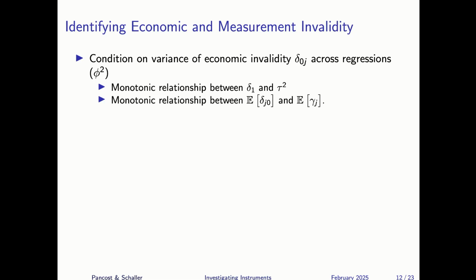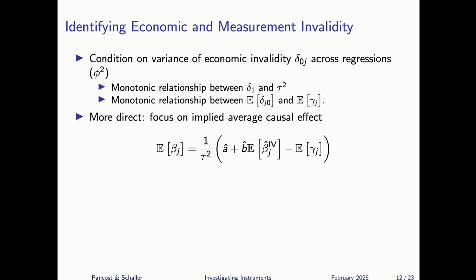So in the paper, we show how to tease out what these delta 1 and delta naught things look like. But we're going to do something more direct, which is I'm just going to look at the implied average causal effect across your regressions. That's like the true beta on average. And it's just this. It's 1 divided by tau squared plus the meta-regression intercept and slope times the average beta minus the omitted variable bias.